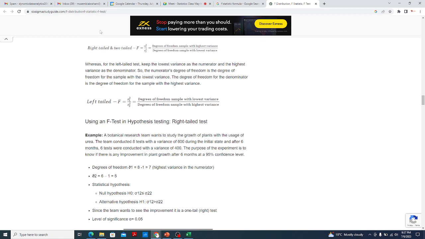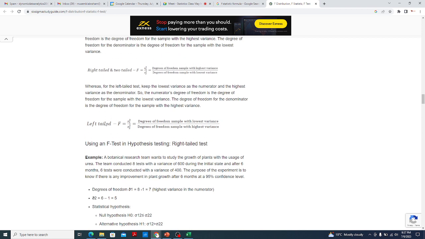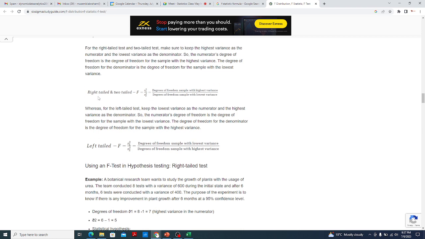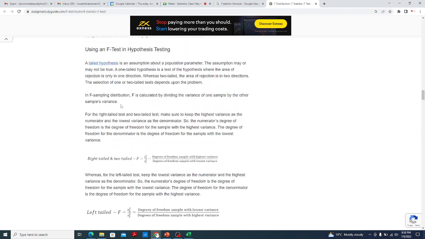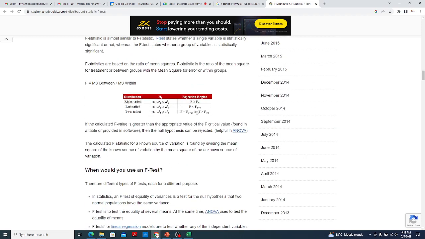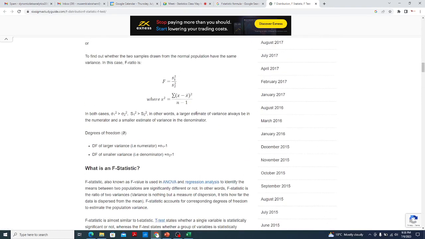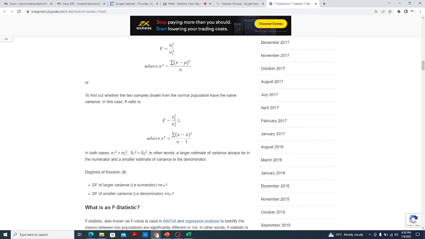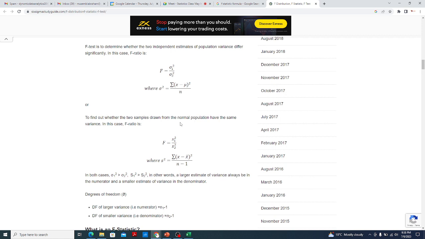So the F statistic is given by the degrees of freedom of some... sorry, this is not the correct one. This is for the right-tailed and left-tailed. Yes, this is the formula. This is the formula for the F statistic.